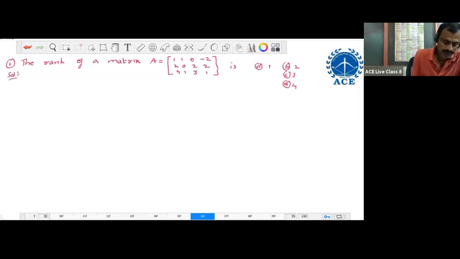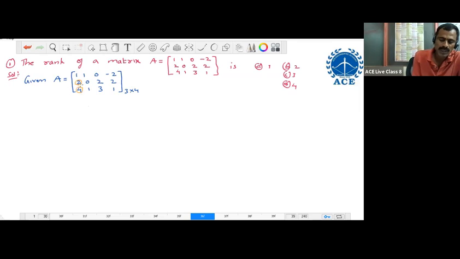In the solution, first write the given matrix A equal to [1, 1, 0, -2; 2, 0, 2, 2; 4, 1, 3, 1]. It is a 3 by 4 matrix. To reduce the matrix into echelon form, let us start with the first column. Along the first column, below the first element, we have to make these two zeros.